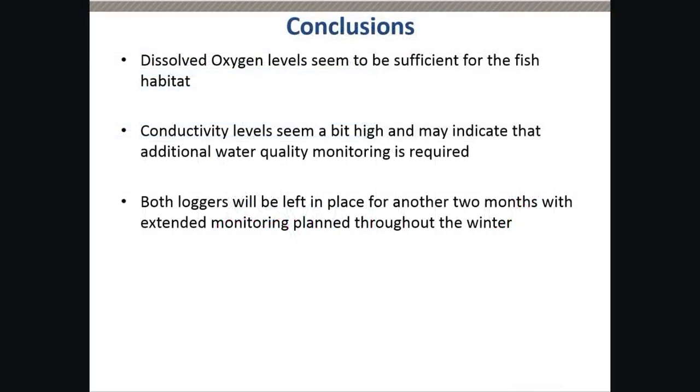So just to review some conclusions that we came to from this data, basically we think the dissolved oxygen levels seem to be sufficient for the type of fish that are in this habitat. We think we see that the levels are between 6 and 9 or so milligrams per liter, which is fine. The conductivity levels seem a bit high to us. We're certainly not experts in water quality, but it may indicate that additional water quality monitoring is required just based on those elevated conductivity levels.